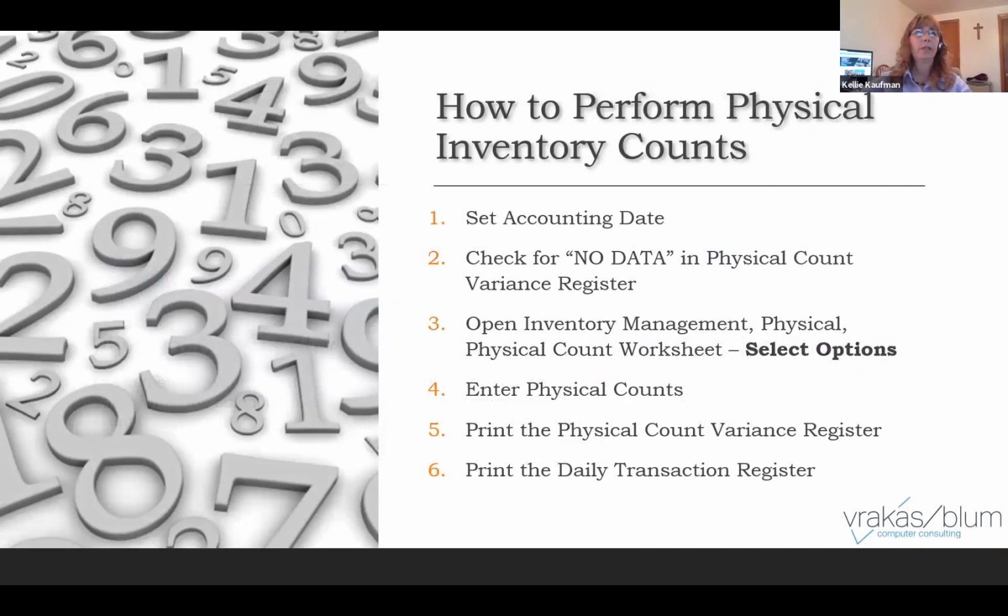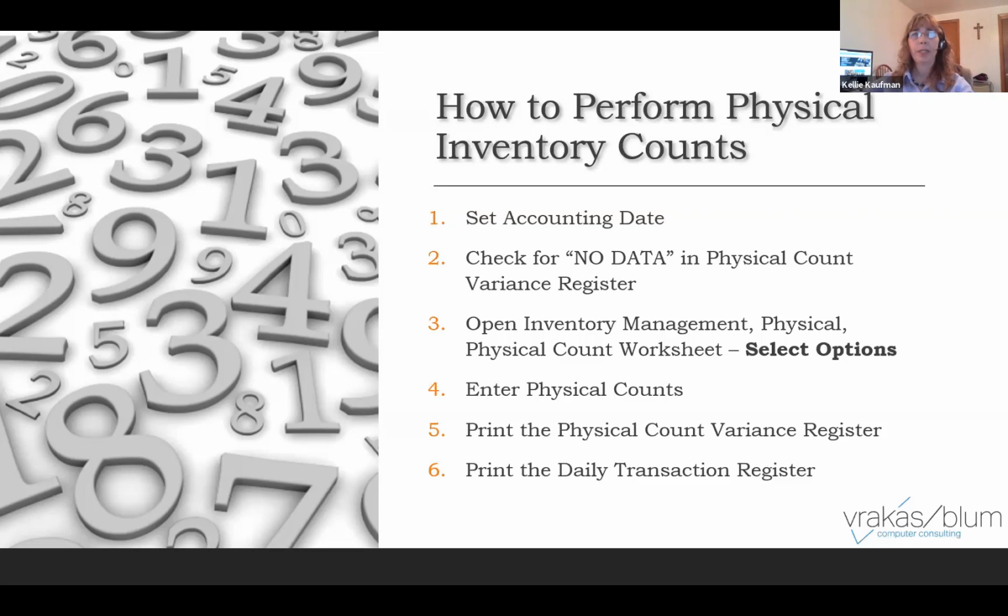So how to perform physical counts? We would set an accounting date. We would check for no data in our physical count variance register. We would open up our inventory module, enter or access our physical count worksheet, and we have some options in there.